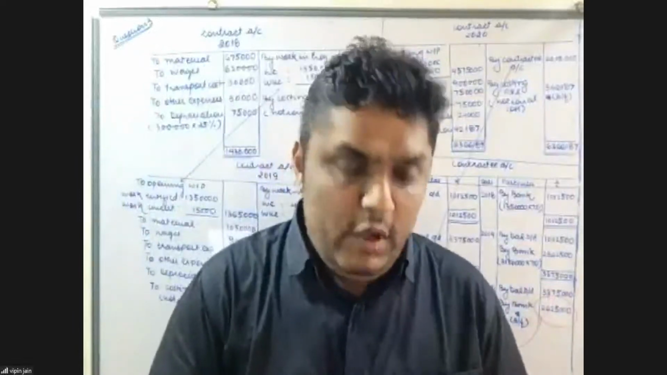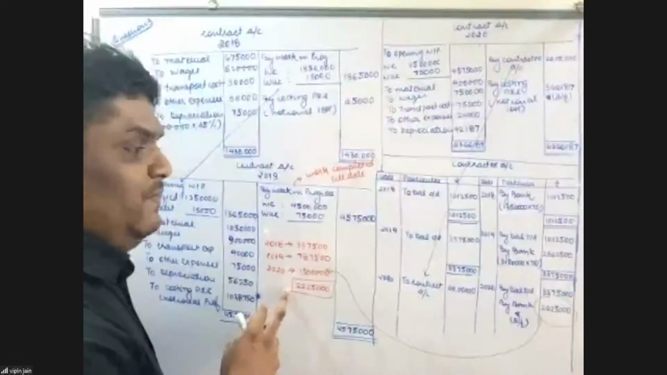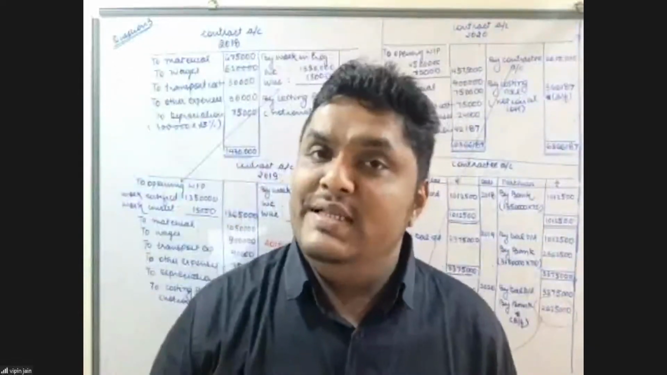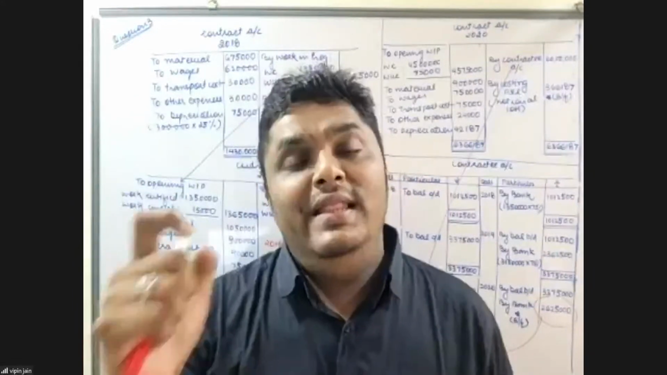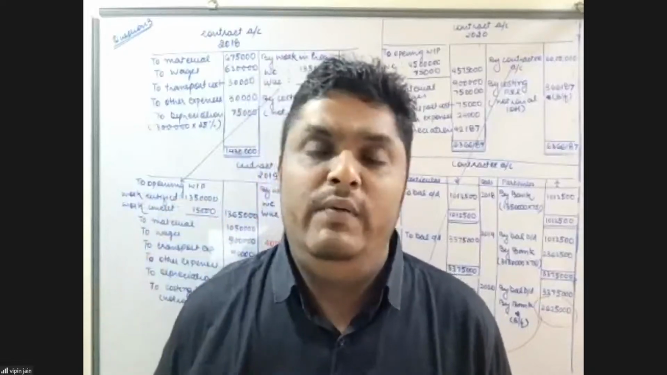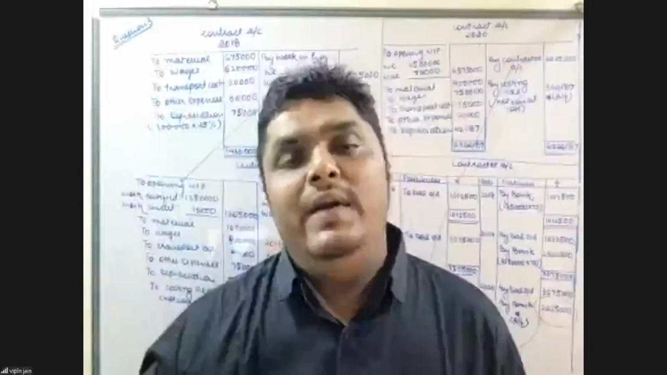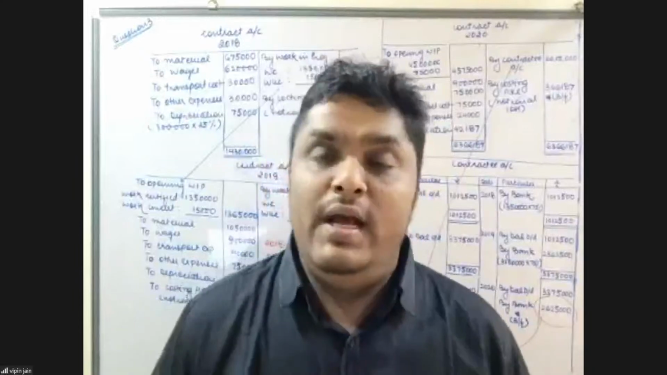But yes, just for your knowledge and more clarity of concept, I have discussed the explanation wherein for the 2018, the amount that is retained will be received in 2020. For the year 2019, again, the amount that is retained in 2019 will be received in 2020, plus the amount of the work completed in 2020 will be received in 2020. So this is how the contractee account will be prepared.